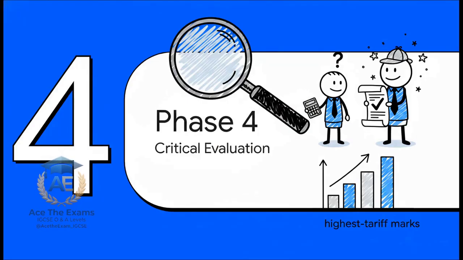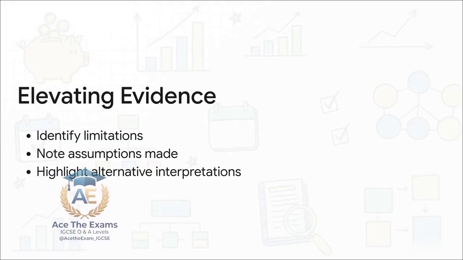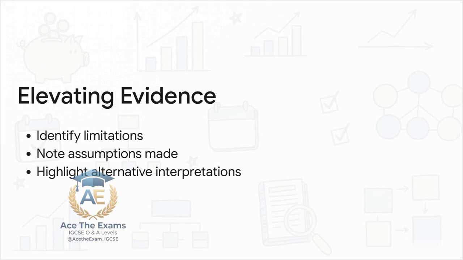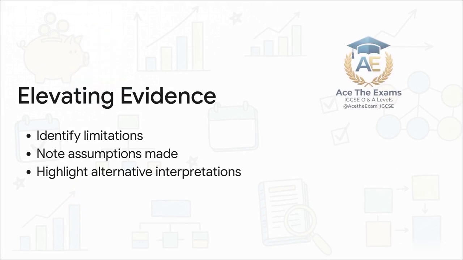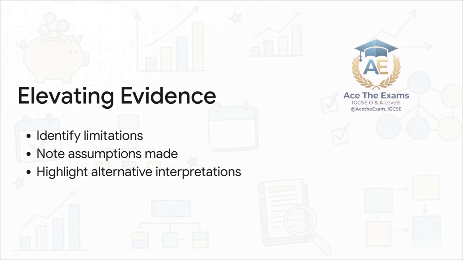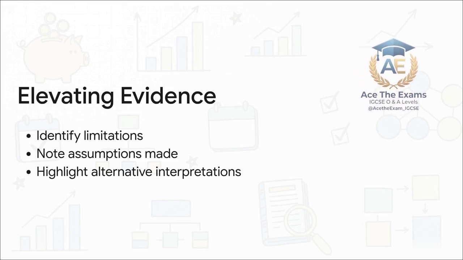Let's elevate this. Phase 4, critical analysis and evaluation. This is where the highest tariff marks live. Evaluating evidence quality requires you to actively identify the limitations and assumptions baked into the stimulus text and gauge their effect on the final conclusions. For instance, are we just blindly assuming that all members in arrears are eventually going to pay up? Or what is the limitation of a club relying entirely on one single one-off donation to survive the year?